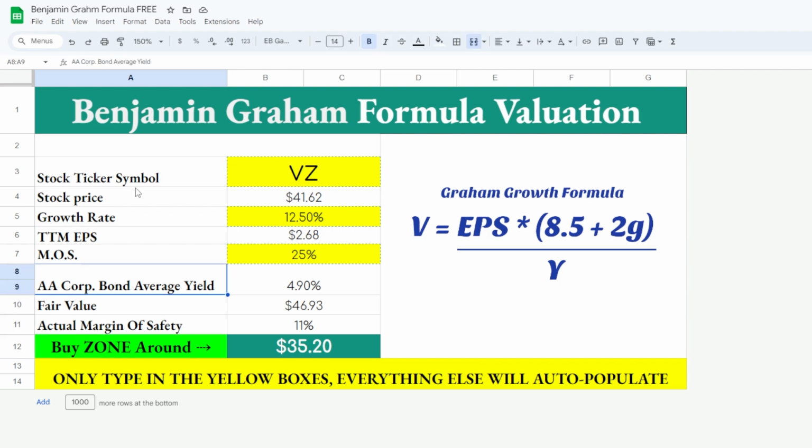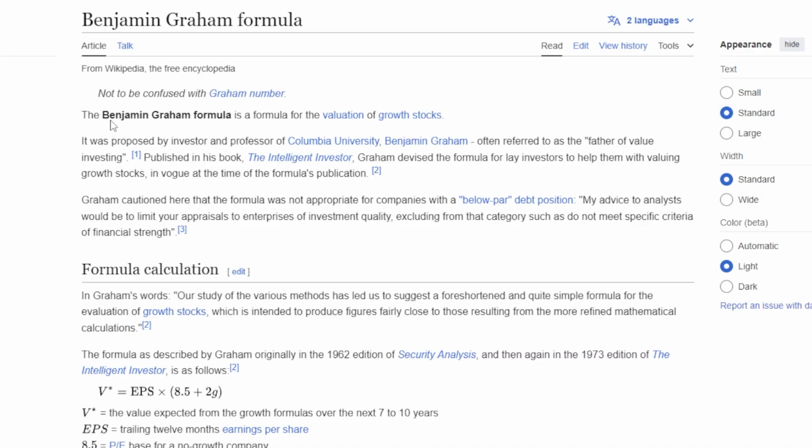Now, before we dig into this valuation tool and type in some different stocks and try to get some more insight on how this tool even works, I thought it'd be kind of fun to go through some history when it comes to Benjamin Graham, the Benjamin Graham formula, and why this is such a famous formula, especially when it comes to finding the true value of different stocks.